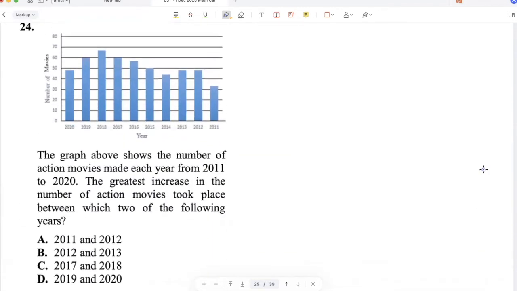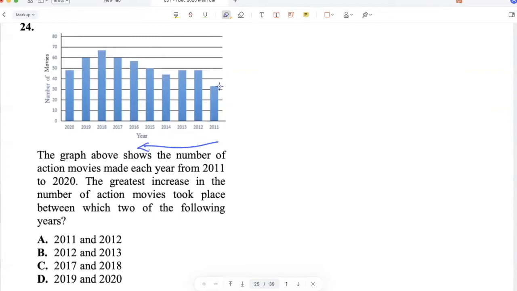The graph above shows the number of action movies made each year from 2011 to 2020. The greatest increase in the number of action movies took place between which 2 years? So, okay, so we're looking at the graph this way.